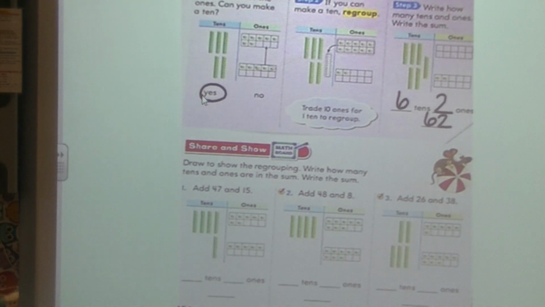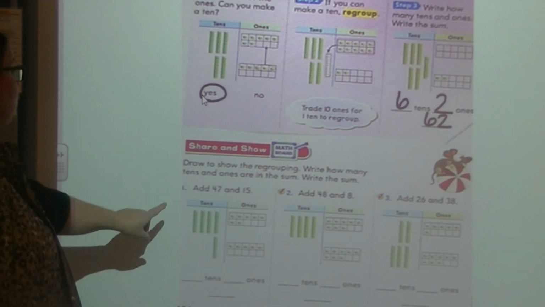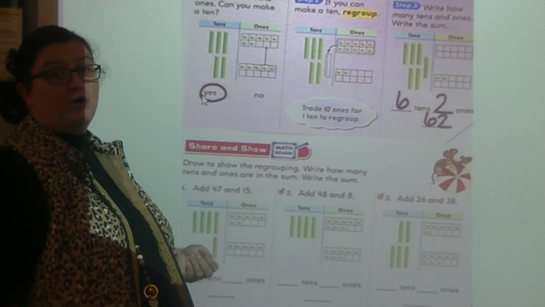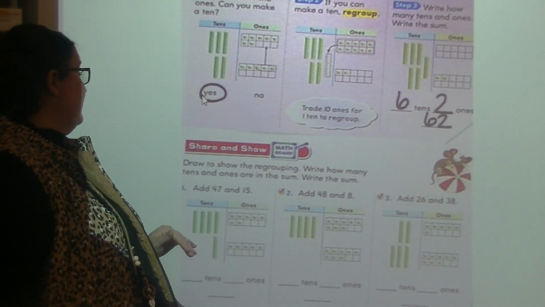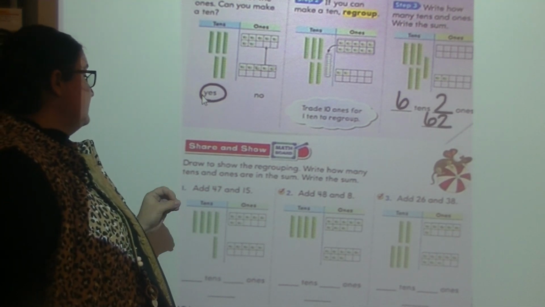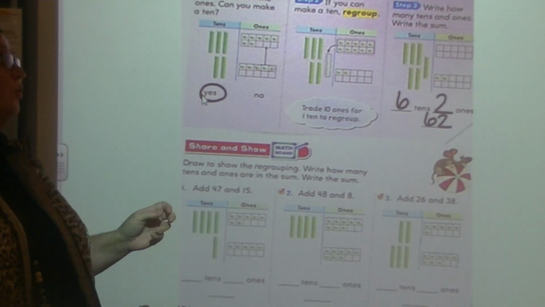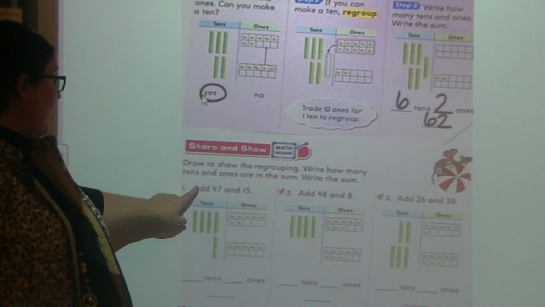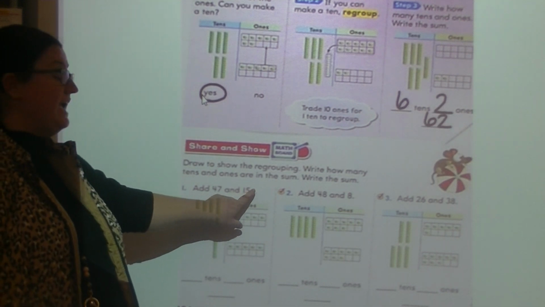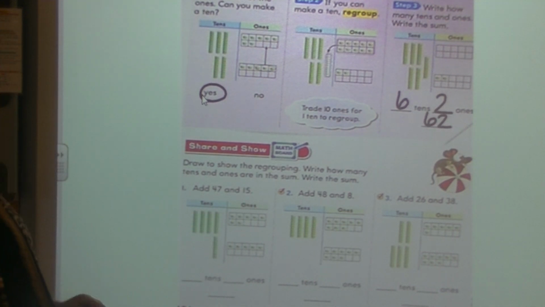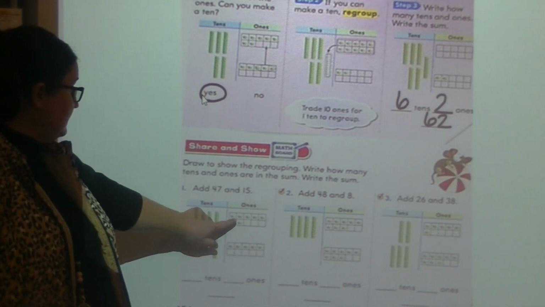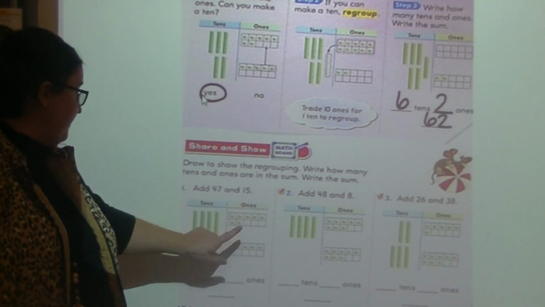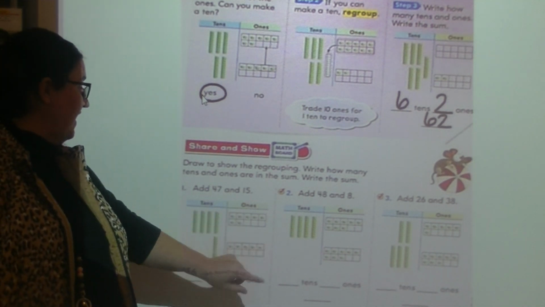It says share and show. Let's share and show. Draw to show the regrouping. Write how many 10s and 1s are in the sum. Write the sum. Remember, your sum is your answer. All right, add 47 and 15. 4 10s, 7 1s, 15, 1 10, 5 1s.